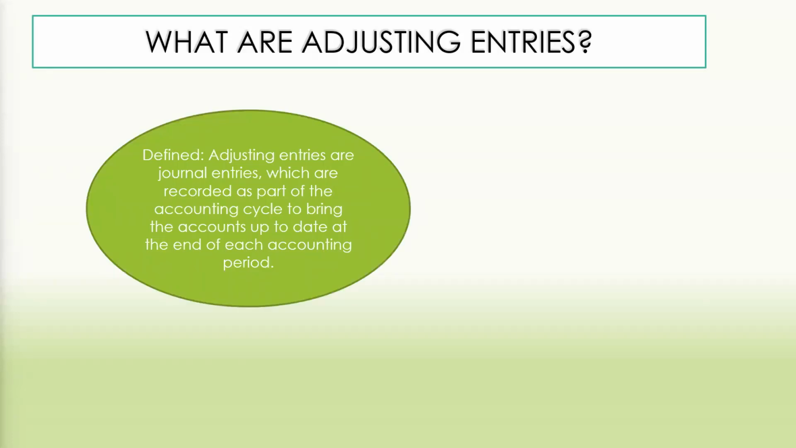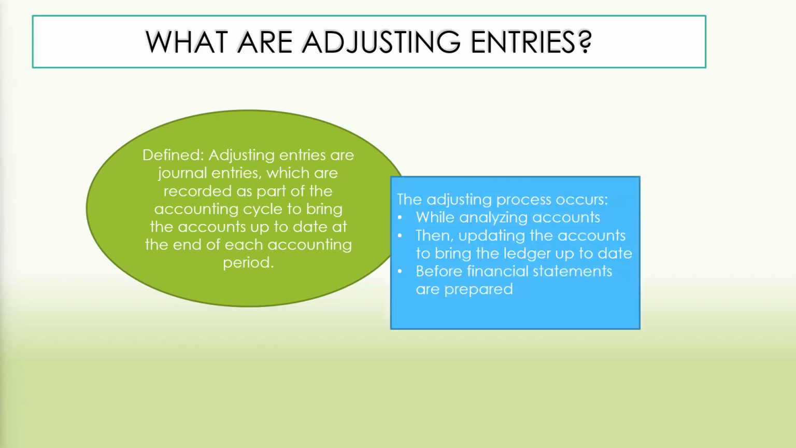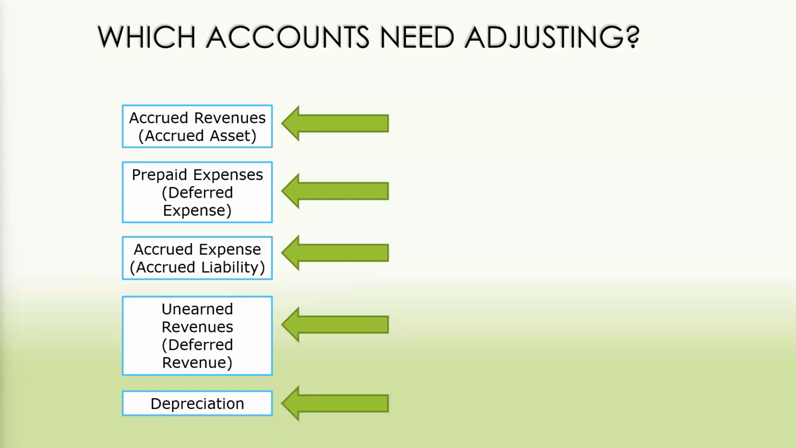Adjusting entries can be defined as journal entries, which are recorded as part of the accounting cycle to bring the accounts up to date at the end of each accounting period. The adjusting process occurs while analyzing accounts, then updating the accounts to bring the ledger up to date before financial statements are prepared. Which accounts need adjusting? Accrued revenues, prepaid expenses, accrued expenses, unearned revenues, and depreciation.